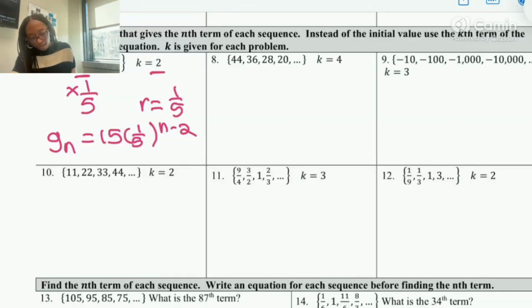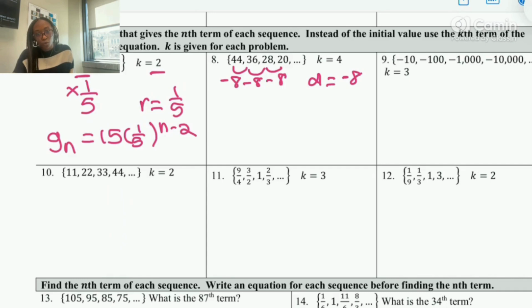Continuing on to number 8, if we look, 44 to 36 is -8. 36 to 28 is also -8. 28 to 20 is -8. So we know our common difference is -8. So we can go ahead and write common difference equals -8.